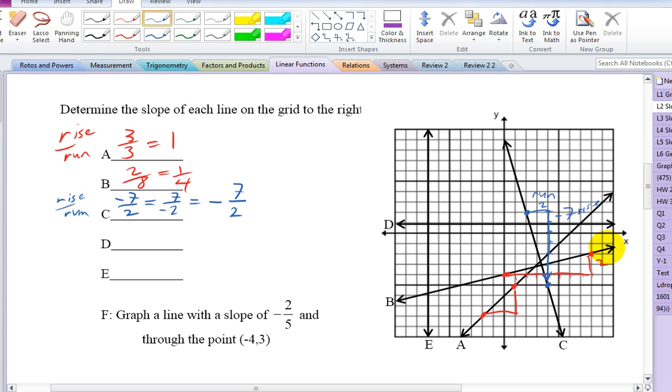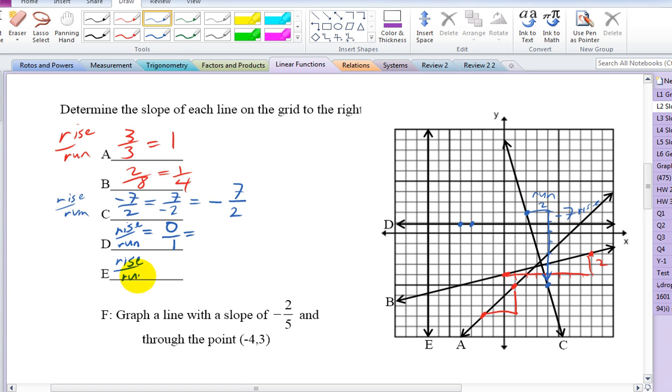Okay, now D is a special line. So for D, here's 2 points. What's the rise of those 2 points? 0. What's the run? 1. Let's leave it and go back to it.